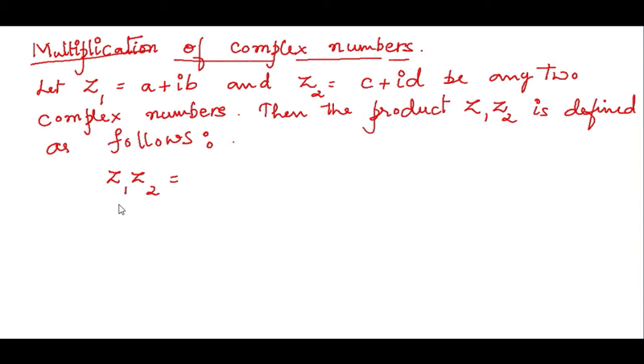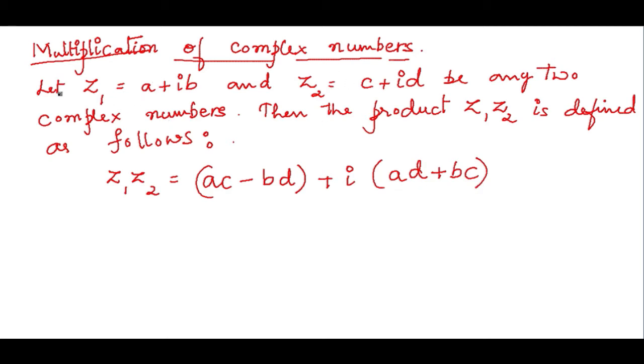So what will be the product? Z1 into Z2, where both Z1 and Z2 are complex numbers, can be defined as A into C minus B into D. So this forms the real part of the product, plus i into (A into D plus B into C). Okay, so this will be the product. I'll repeat it again. So this is a definition.